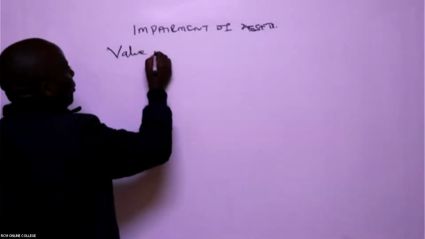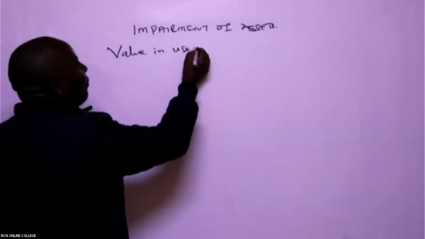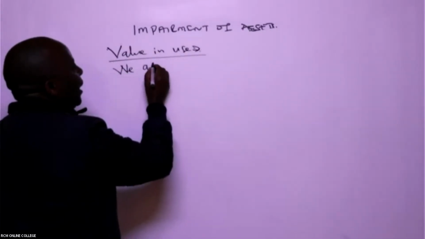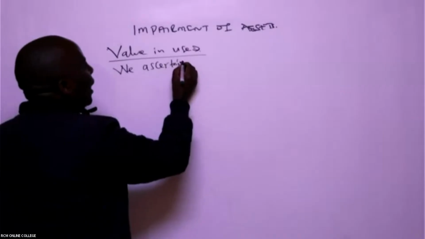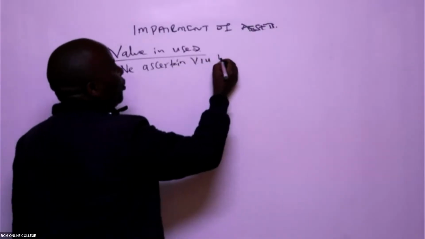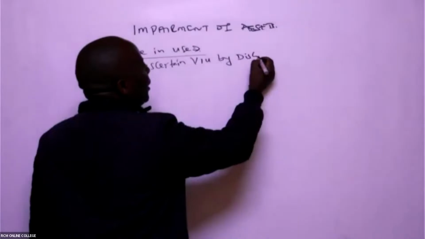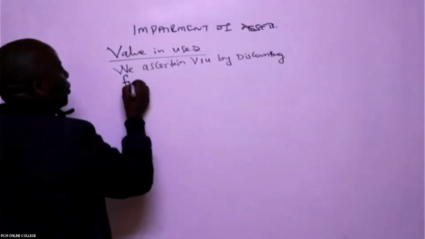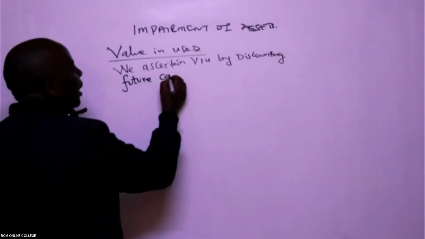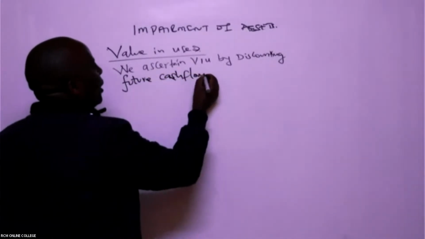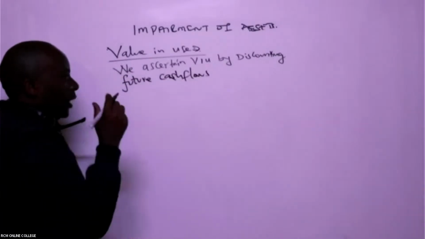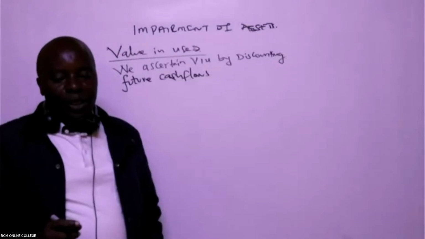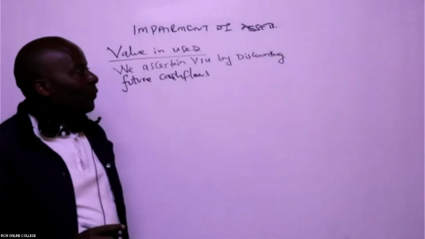So we have here value in use. So remember, we ascertain value in use by discounting future cash flows. We ascertain value in use by discounting future cash flows.